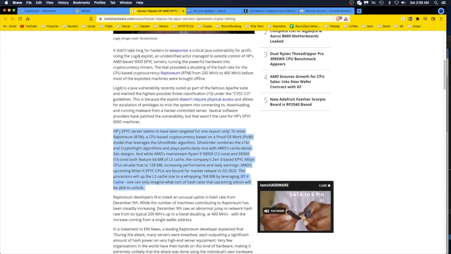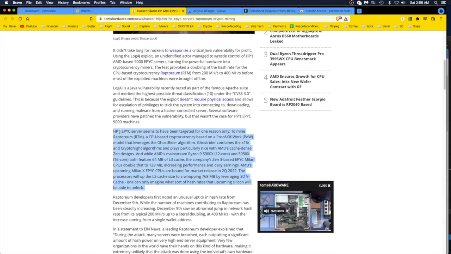Ghostrider combines the X16R and Cryptonight algorithms and plays particularly nice with AMD's cache-dense Zen designs. While AMD's mainstream Ryzen 9 5900X 12-core and 5950X 16-core both feature 64 megabytes of L3 cache, and it loves that L3 cache, the company's Zen 3-based EPYC Milan CPUs double that to 128 megabytes. Holy mackerel. Increased performance and daily earnings. Well, they went for the top performance hardware, man.